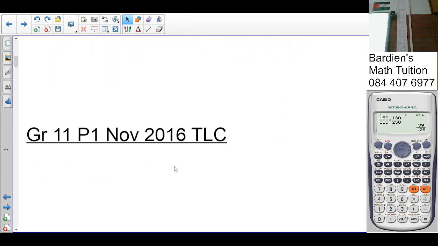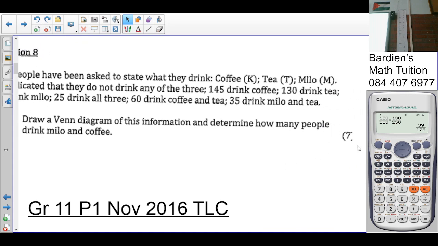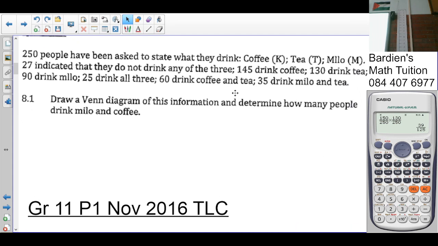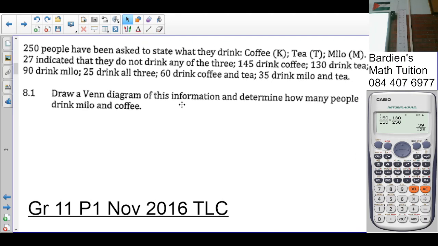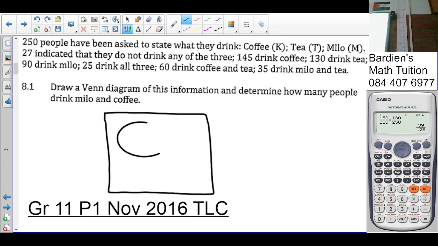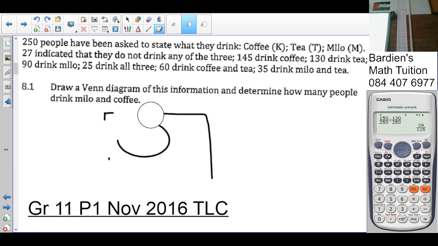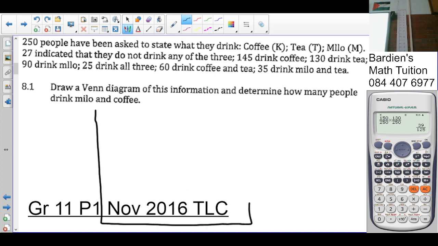Then the next question is the last one, question 8. Or is it 7? Okay, so 250 people were asked to state what they drink: coffee, tea, Milo. 27 indicate that they do not drink any of the three. So this is of course a Venn diagram. I'm going to make it a bit bigger. Okay, so 250 people were surveyed.